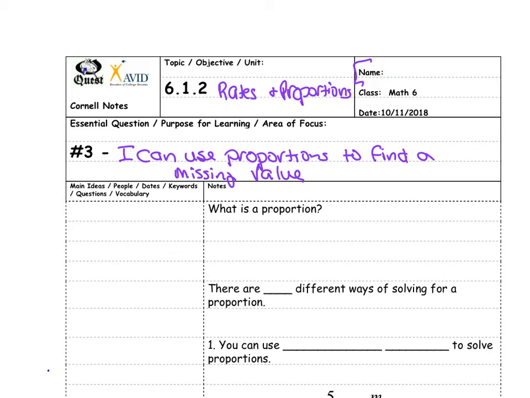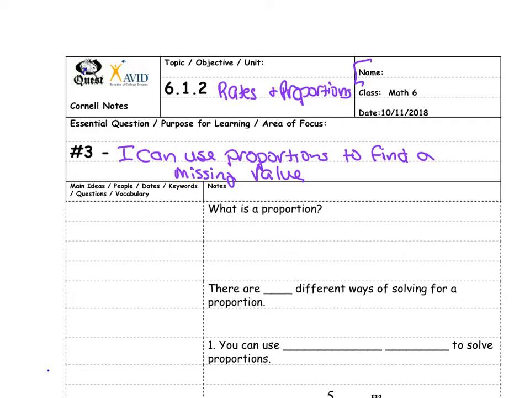Don't forget to fill out all of this stuff. This date, I don't know why that's in there, but it is wrong. Whatever day you're taking these notes, cross this off and put the correct date. Our essential question, or our I can statement: I can use proportions to find a missing value. Please pause and write that out.